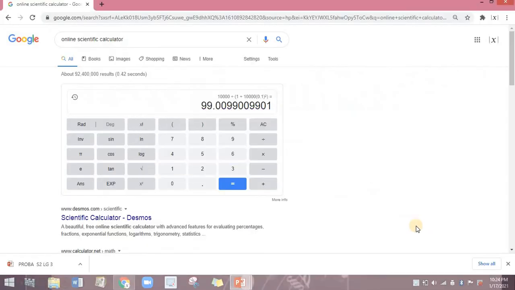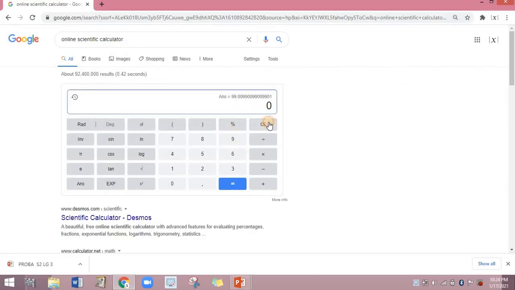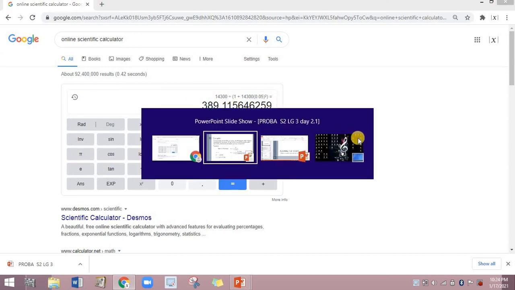Now, kunin natin ulit sa ating calculator. 14,300 divided by parenthesis 1 plus 14,300 parenthesis 0.05 and then raised to 2 close parenthesis and then equal sign. And we got the answer 389.1156 and so on and so forth.